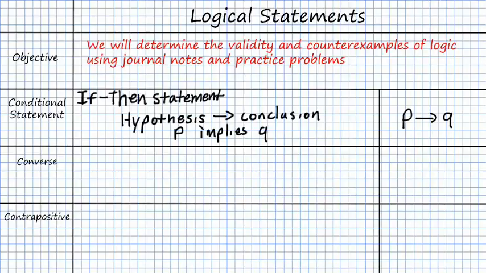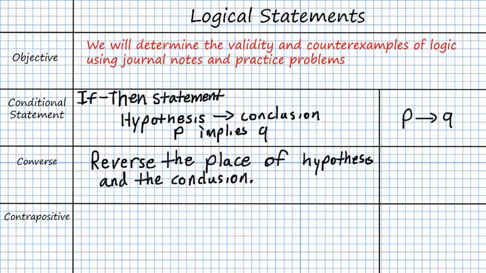The converse is a special type of conditional statement where you take your initial statement and you reverse it. So you take your conclusion and make it your hypothesis, and you take your hypothesis and make it your conclusion. So instead we would say Q implies P. As you can see, we've swapped P and Q. So those statements will now be reversed.